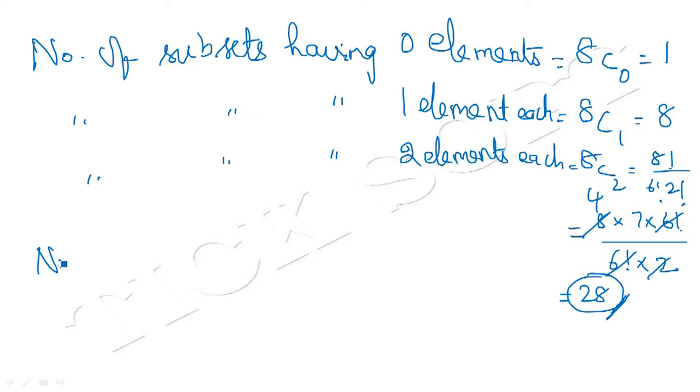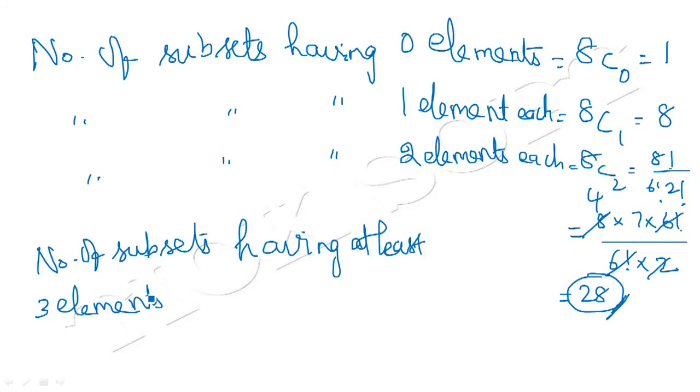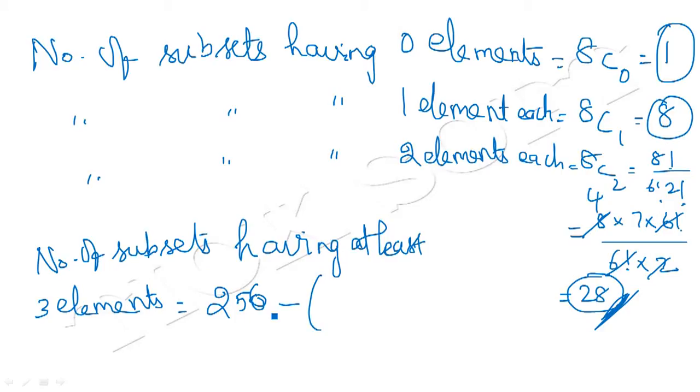And now what we have to find is the number of subsets having at least 3 elements. If we want to find this, then from the total number of subsets, 256, we have to subtract all these 3 numbers. That is, from the total number of subsets we are subtracting the number of subsets having 0 elements, 1 element each and 2 elements each. So 256 minus (1 plus 8 plus 28).